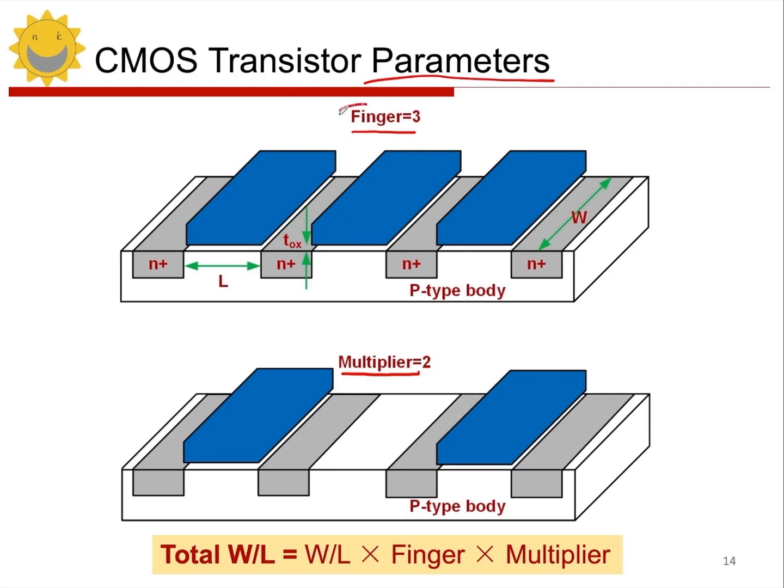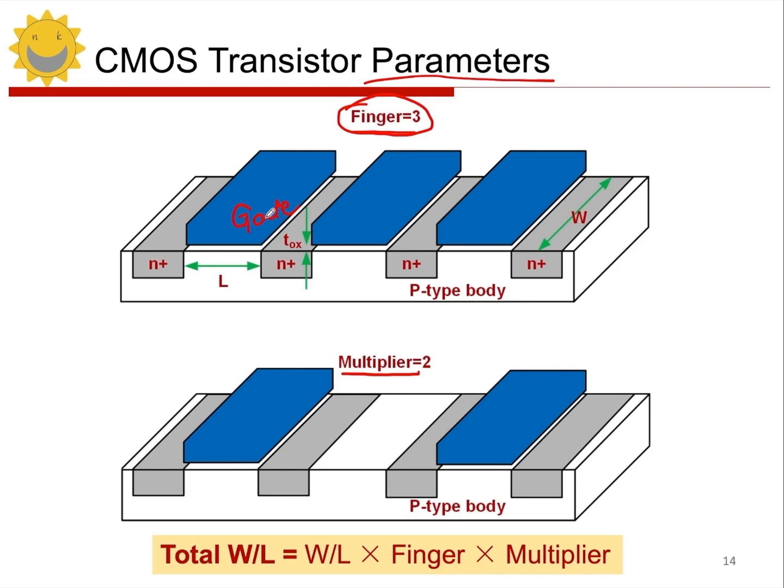The first one is called finger, which means dividing the gate of a MOSFET. When we draw a MOSFET, we take its gate, let's say this is its gate, and we cut it into several segments, just like fingers. So we have segments alternating between the source and drain. For example, this is the source and this is the drain.